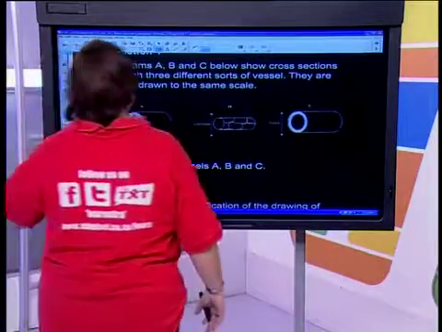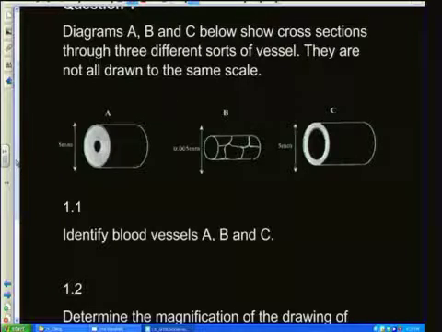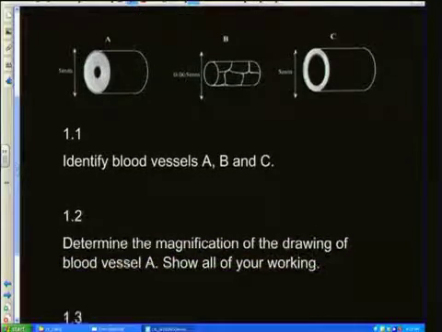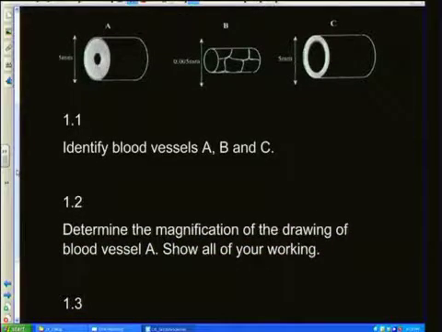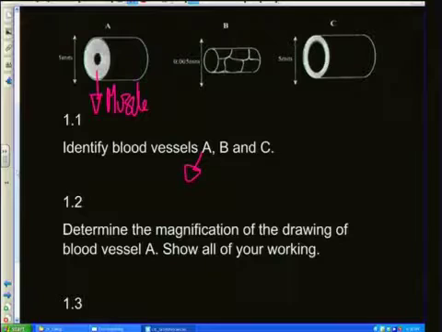Okay, if we have a look here, it says diagrams A, B, and C below show cross sections through 3 different sorts of vessels. They are not all drawn to the same scale. The first thing that you need to do is, just by looking at the structure, you should be able to see which is which. This one over here, number A, we notice has a large muscle layer. What characterizes a large muscle layer? Number A would then be an artery.